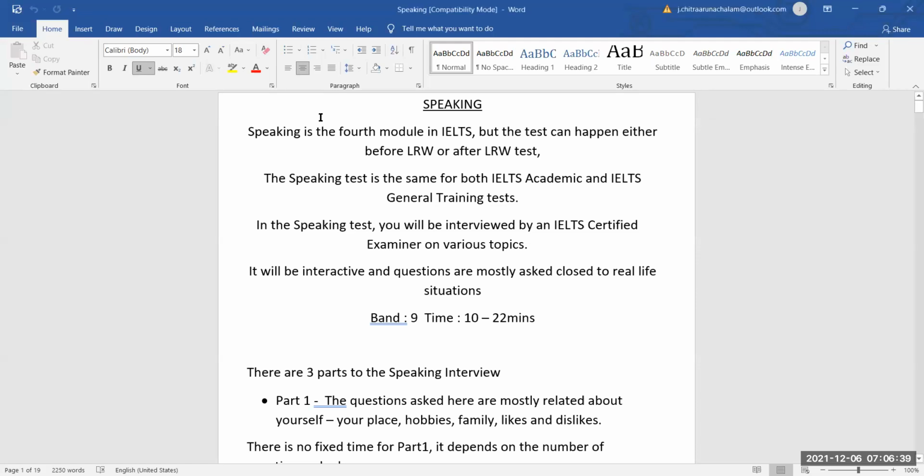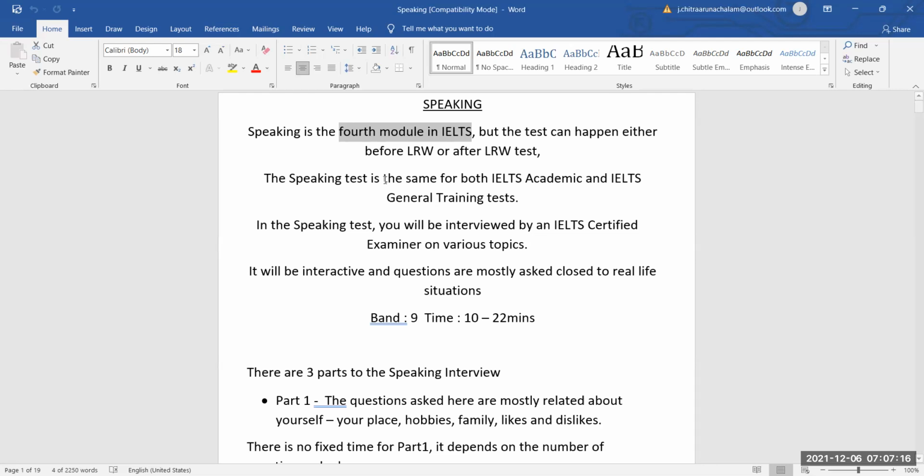Speaking is the fourth module in IELTS. We all know that. But the test can happen either before LRW or after LRW test, right? Actually, when you book for your real exams, you will get the slot for your listening, reading, and writing. The speaking test does not happen on the same day, but it may happen before or after the LRW test, right? So a separate venue and time is given for the speaking interview through mail after you book your slot. And speaking test is the same for both IELTS academic and general.